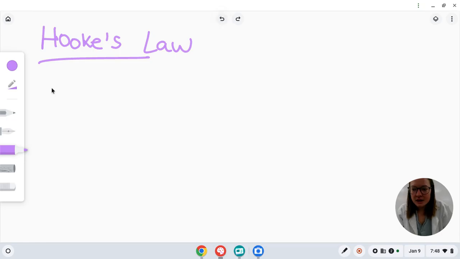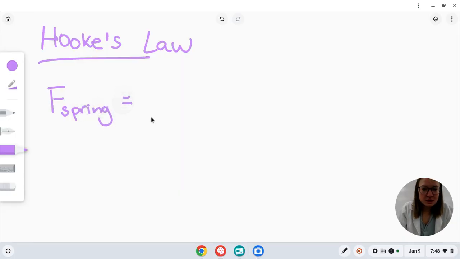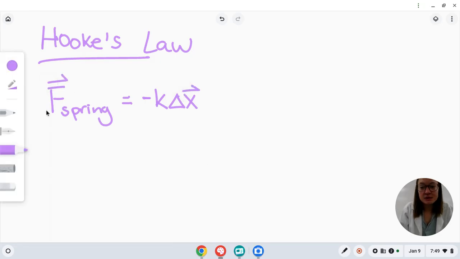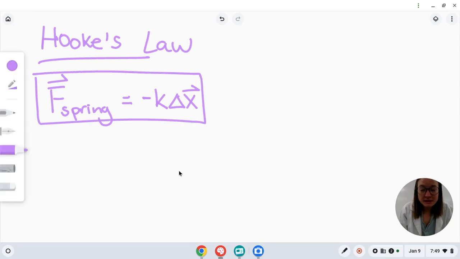Okay, great. Hooke's Law says that the size of the spring force is equal to negative k delta x. It is a force, so it does need a vector hat, and this is a displacement, so it does need a vector hat. Add that to your bag of tricks. The spring force is equal to negative k delta x. See if this makes sense to you.